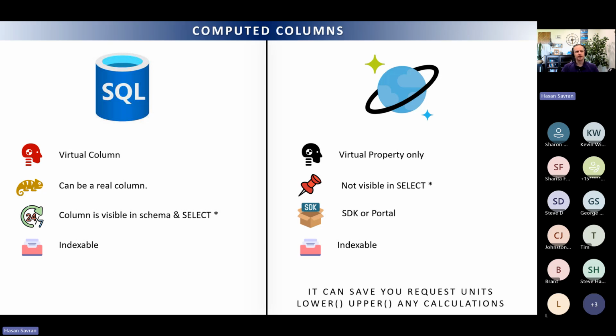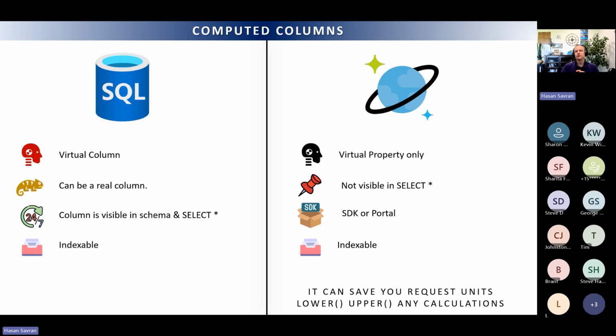You can see they exist. And when you write select all, they become available in the results. And they are indexable. So that's SQL Server. In Cosmos DB, they are virtual properties. They're not columns anymore, and when you write select all, they are not visible. So you really need to know their names by heart.